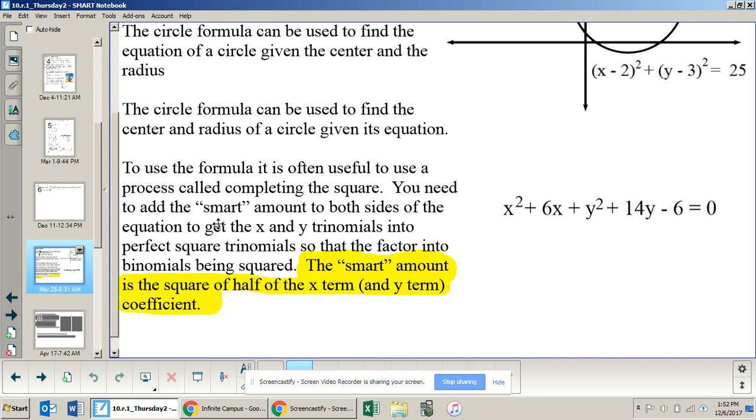Completing the square, you need to add the same amount to both sides of the equation to get the x and y trinomials into perfect square trinomials so that they factor into binomials being squared. Let's go through that process now.